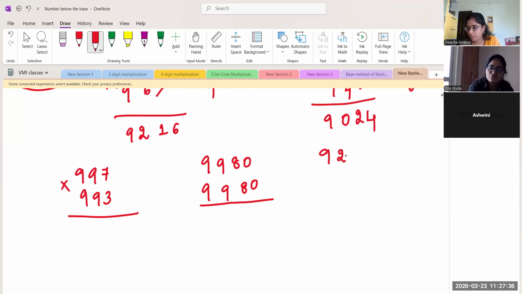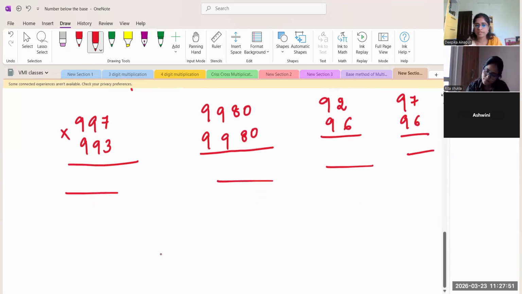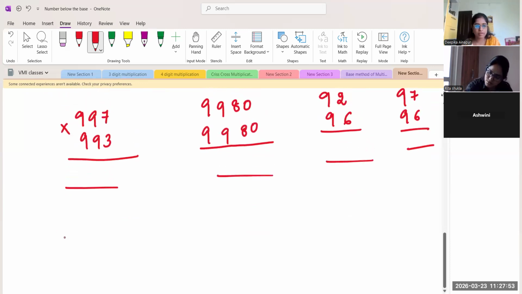Right. 92 into 96. 97 into 96. These are all the numbers below the base. 92 into 99. And we'll discuss next.